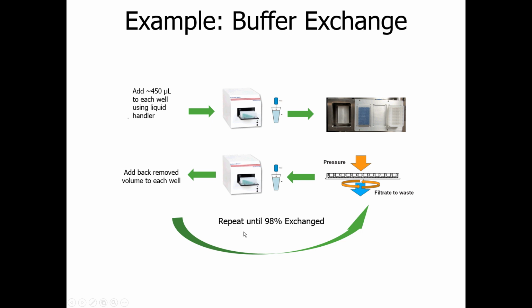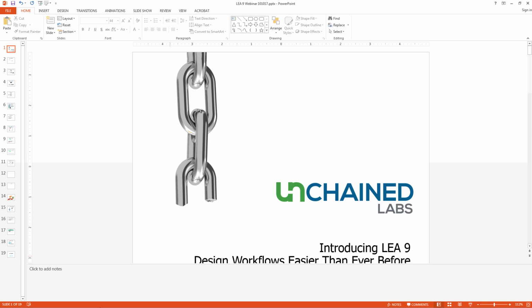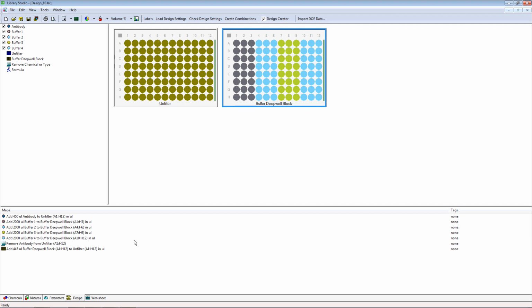That, of course, can be set by the end user, and I'll show you that there are different parameters that you can set as you're running through that. So at this point, what I'm going to do is switch to the actual software itself and run through this process. Okay, so those of you who are familiar with Library Studio, you'll recognize this.